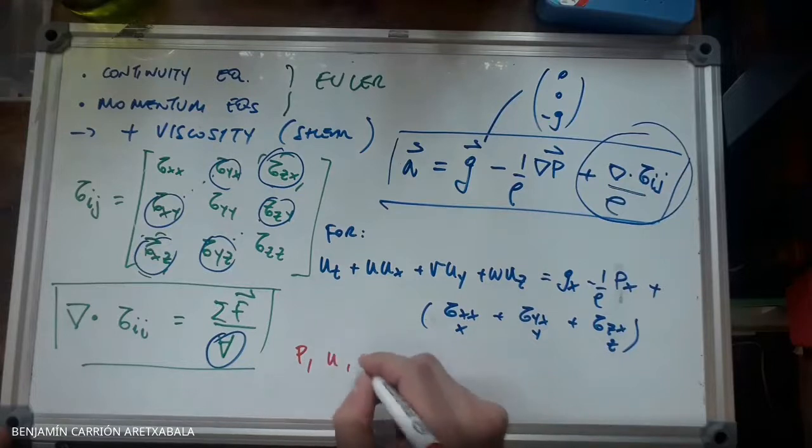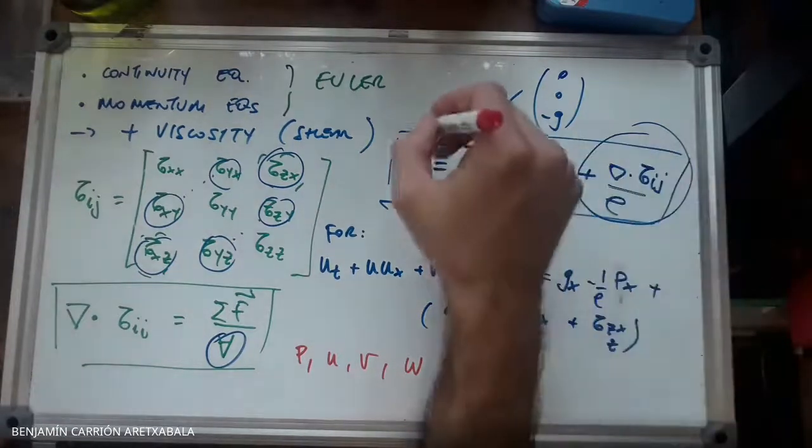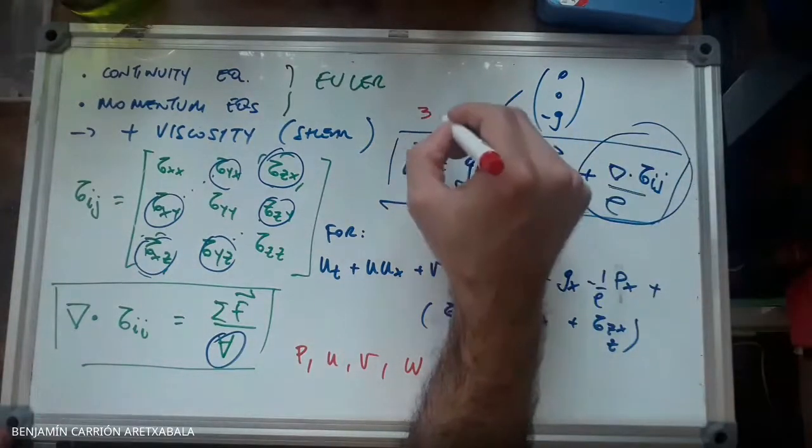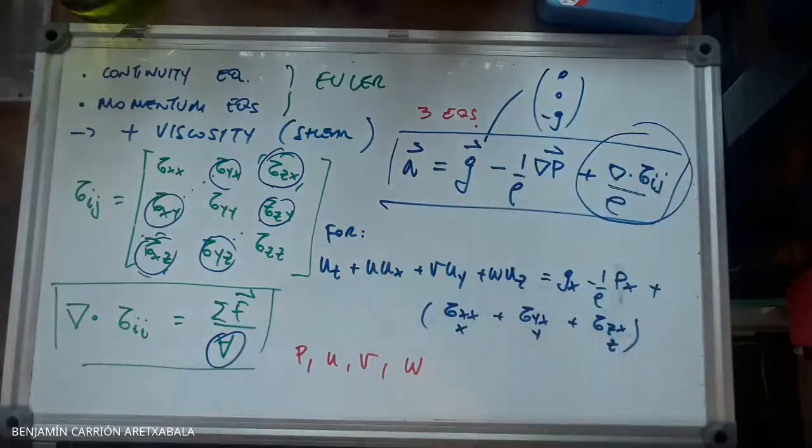Well, the main problem here is that we have 4 equations because this is a vectorial form. So you have 3 equations here for x, y, and z, and you have the continuity equation. But you have too many unknowns. You have the pressure, which is a scalar, and u, v, and w, which are the 3 components of velocity.